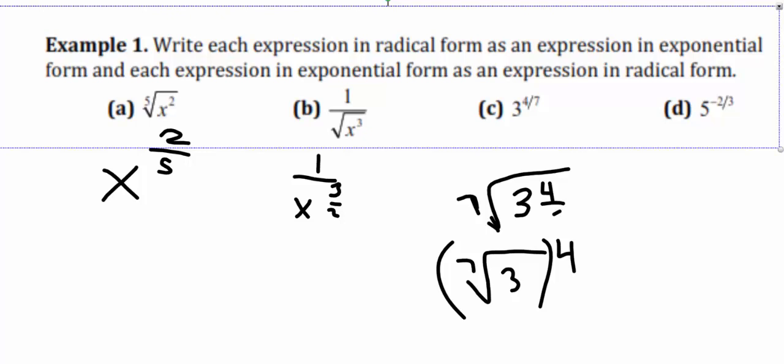All right, 5 to the negative 2/3. Well, let's go ahead and deal with that. So the negative is telling us that we need to be in our denominator. We need to move it down. And then we're going to have our radical. We got a 5 here to the 2nd power, and we're taking the cube root.